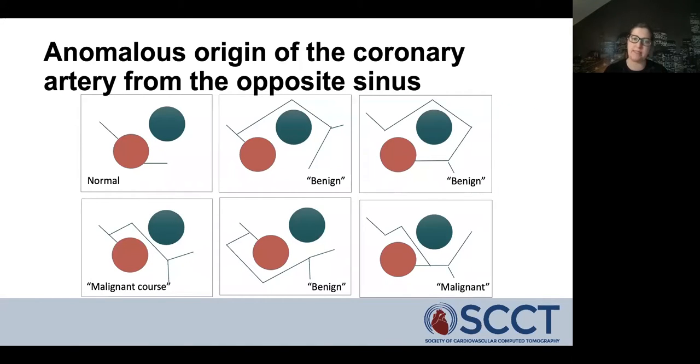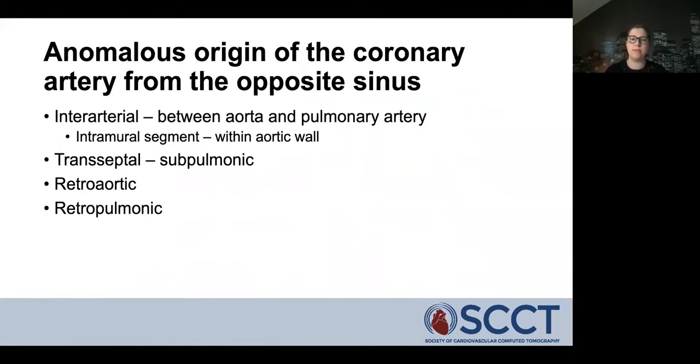And the reason we're interested in this is because of the differential pressure between the aorta and the pulmonary artery, because they're pumping, that coronary artery can get squashed. And the theory is that when the coronary artery gets squashed, we end up with hypoperfusion, secondary arrhythmias, and potential sudden cardiac death. And it's really only important if it's the left coronary artery. We can also see it with the right coronary artery, and we're much less worried about this, particularly if the right coronary artery is very small. In actual fact, the ones that we're really worried about are when there's an interarterial course between the aorta and the pulmonary artery and an intramural segment within the aortic wall. We can also get, as we've seen, the retroaortic and the retropulmonic courses, and this transeptal course as well. So I'll show you some pictures of these.